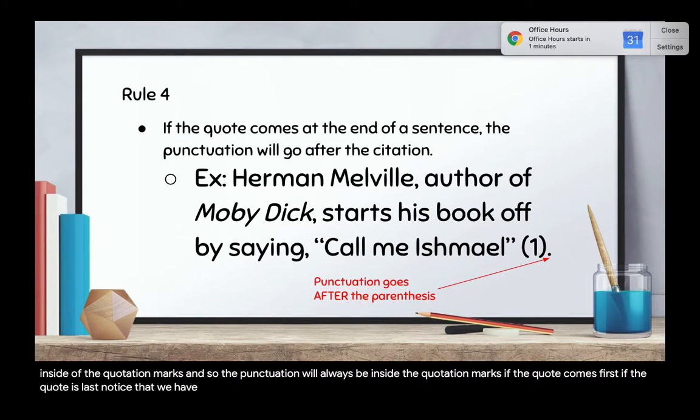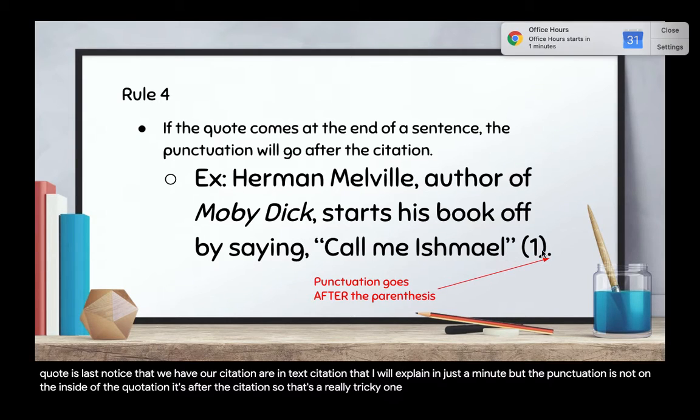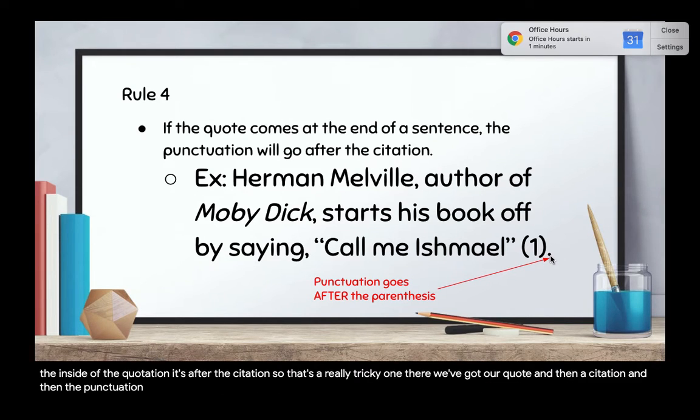notice that we have our citation, our in-text citation that I will explain in just a minute, but the punctuation is not on the inside of the quotation, it's after the citation. So that's a really tricky one there. We've got our quote, and then a citation, and then the punctuation. And here, this could be a full sentence, full idea. And so we have a comma separating that group of words from our quote.